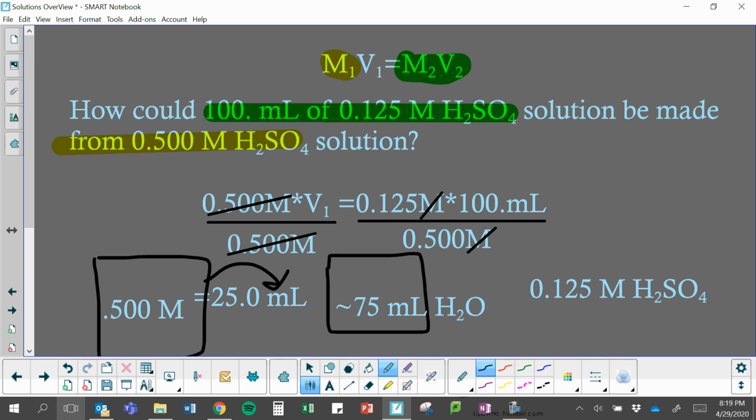So I hope this was helpful, giving you an overview of solutions and acids and bases so you can get an idea of the types of things you'll be learning in chemistry if you continue into college.